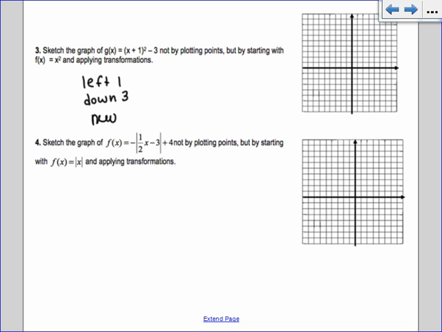So my new vertex, instead of being at 0, 0, is going to be where? -1, 3. That's why we called this vertex form. We talked about that earlier this year. Oh, dang. I said down 3, didn't I? Darn. Yes, it is negative. I believe Alex Pegram got that. You may put your name on the board, Alex.